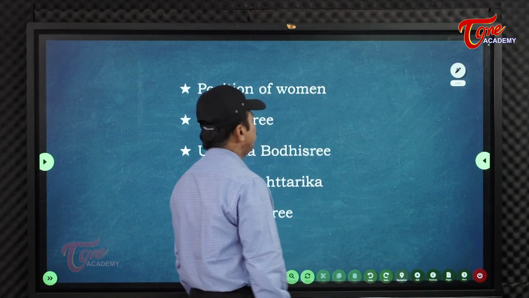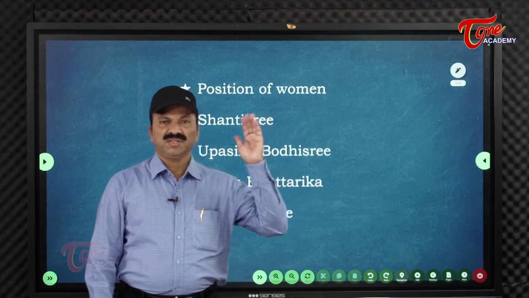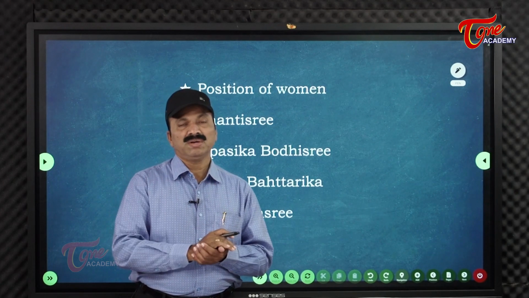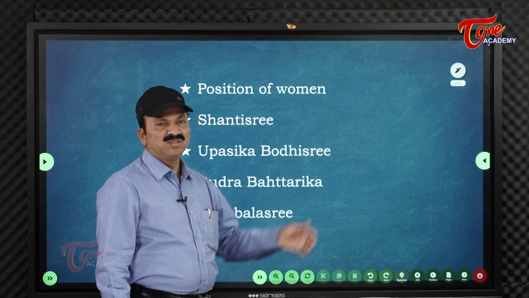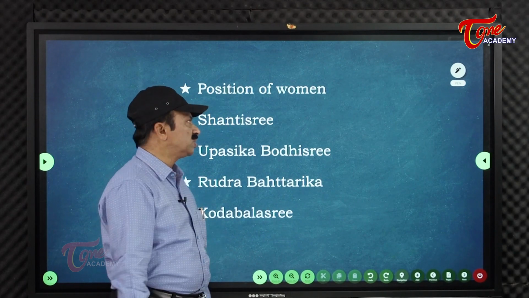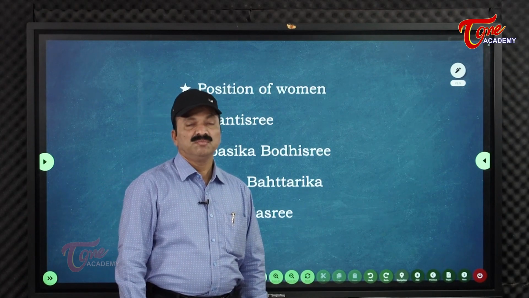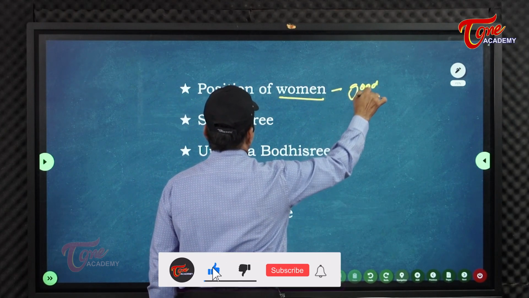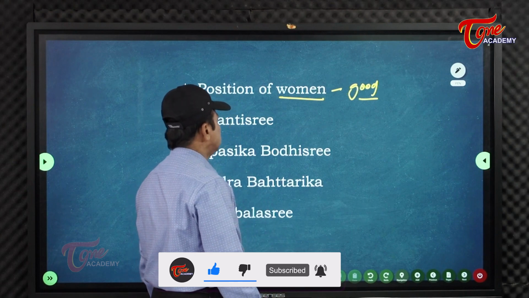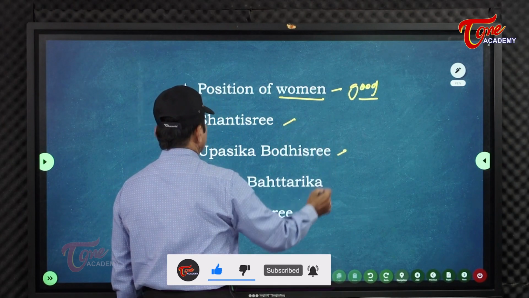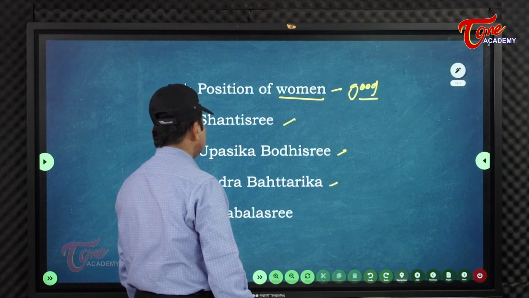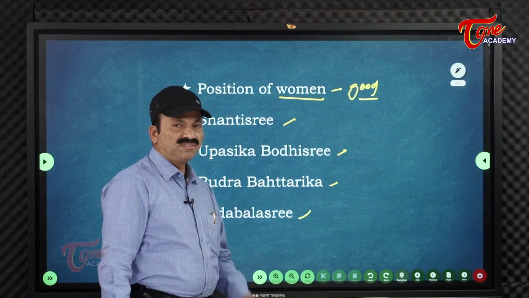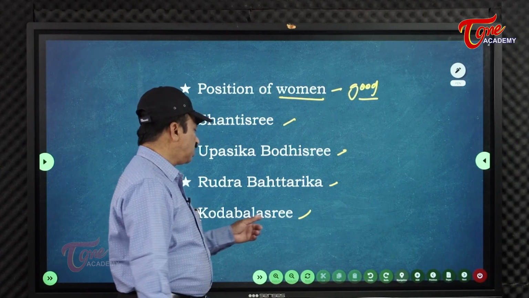Position of women went well. Women used to get titles, such as the commander's wife or noble class, especially Amatya and Mahamatya families. Women participated in all activities and also got titles, such as Maha Bhojaki. Women's condition went well. There are Shantisri, Upasika Buddhisri, Rudra Bhattarika, Kodabali Siri. Rudra Bhattarika was the wife of Veera Purusha Datta.